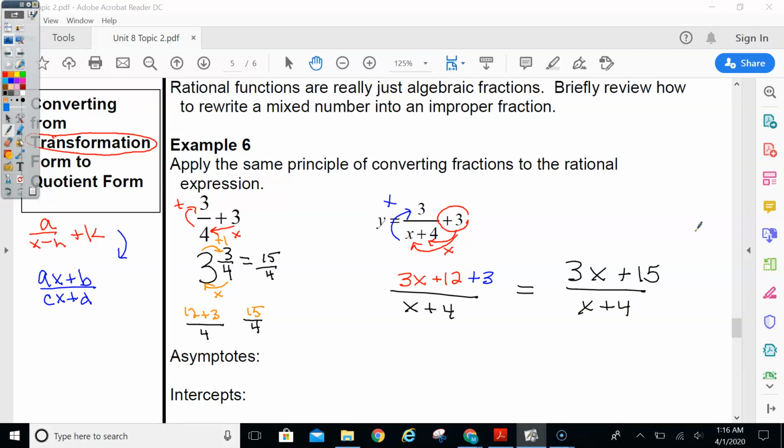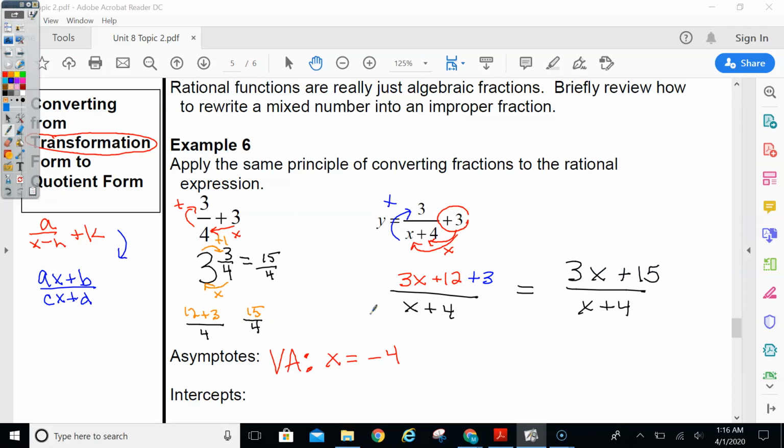Okay, so in either case, the asymptotes, we really don't need to convert to get them, but to get the intercepts, we do need to convert. So remember the vertical asymptote in either form is the denominator. So the x + 4 here and the x + 4 here tell us that the vertical asymptote is at x = -4.